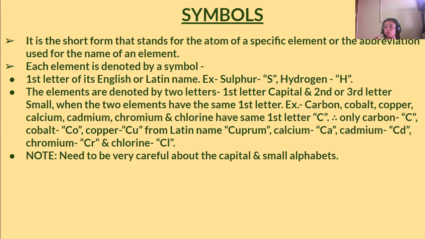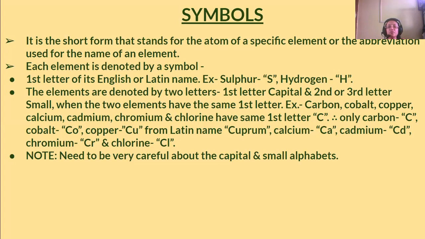For carbon, capital C, only one letter is used. For cobalt, capital C, small o. For copper, capital C, small u from the Latin name, cuprum. Then calcium, capital C, small a. Then cadmium, capital C, small d. The third letter is used. Otherwise, calcium has Ca, even cadmium would have Ca. So calcium is Ca, but for cadmium the third letter is used, that is C and d. Then chromium, Cr, chlorine, Cl, like that.